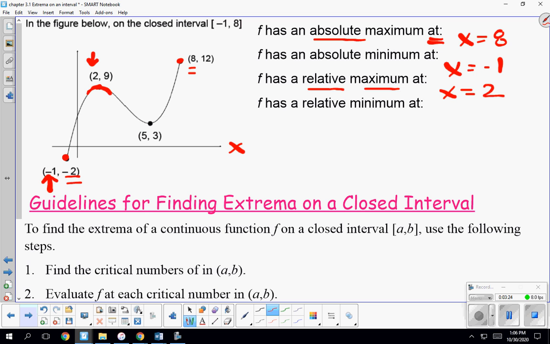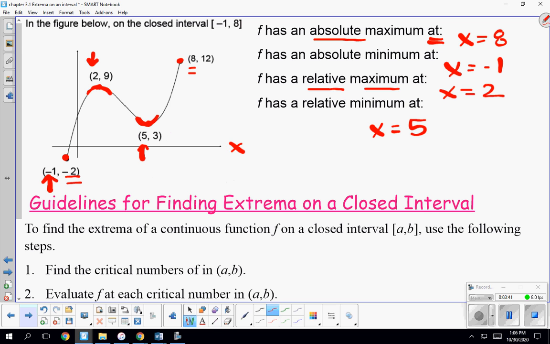And finally, a relative minimum is going to be any point that's relatively lower than everything around it. That occurs when x equals 5. If it asked me what the relative minimum is, then I'll say 3, but it occurs at x equals 5.